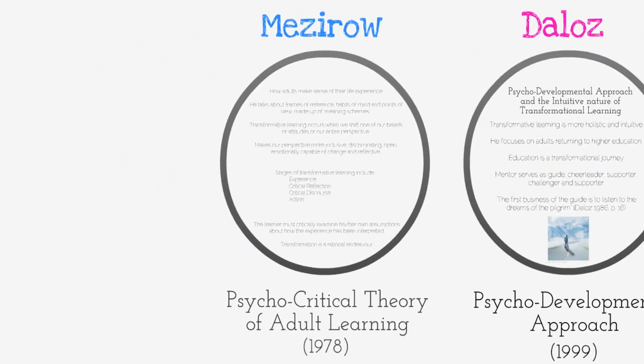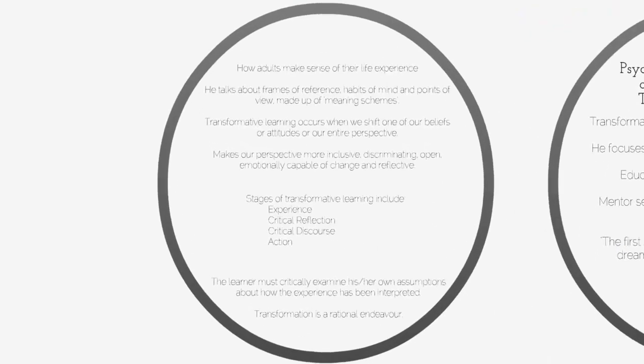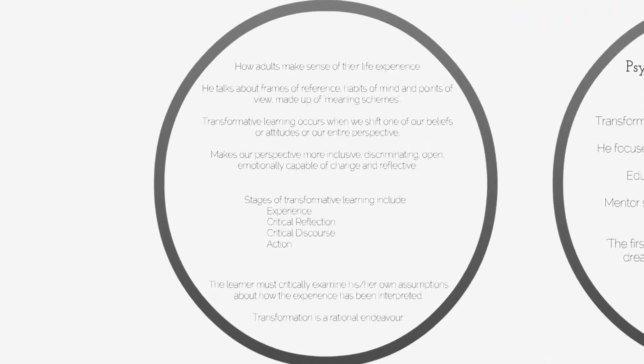So let's take a little bit more detailed look at each one of these. Mezirow's psychocritical approach: his first work was based on interviews of women who returned to college and work, and how adults made sense out of their life experience based on their life context. He was the one who talked about frames of reference, habits of mind, and points of view being made up of schemas, and each of these schemas is involved in your life as well. You each have a frame of reference, your family, your cultural background, and the things you learned growing up about learning that make the schemas in your life.